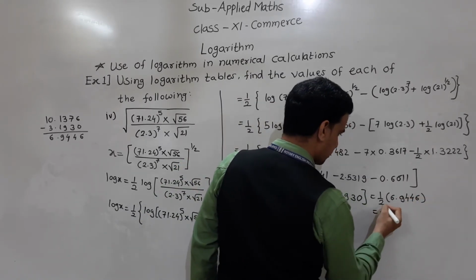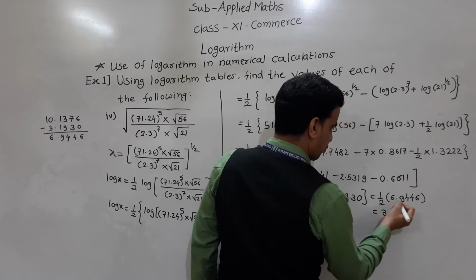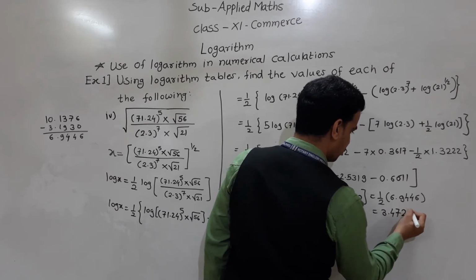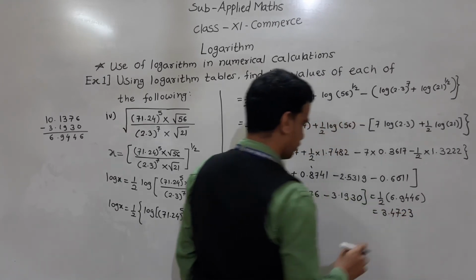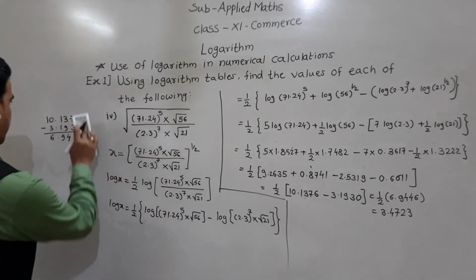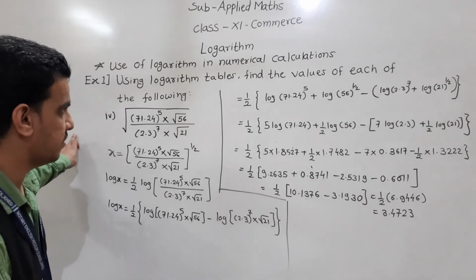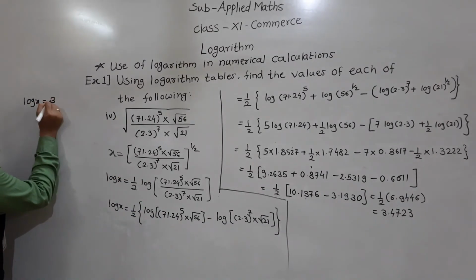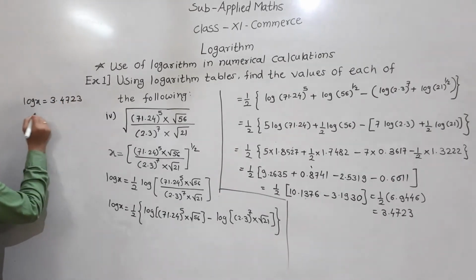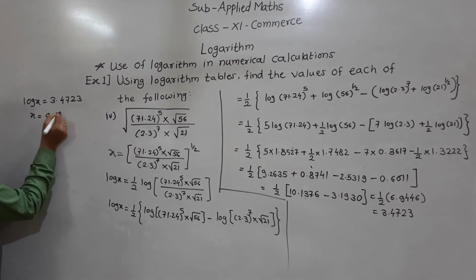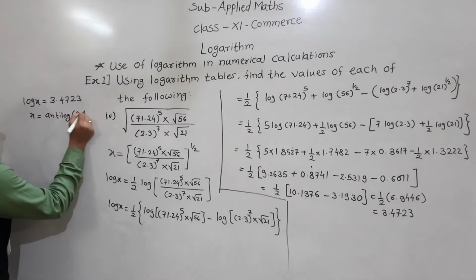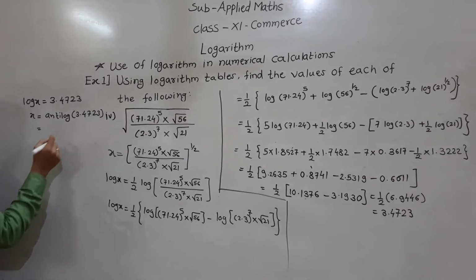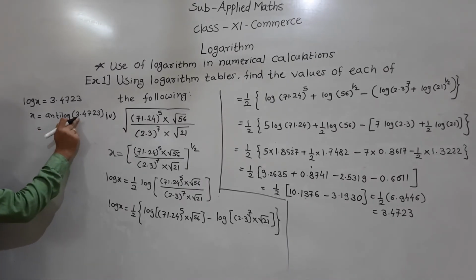So if we divide this, 2 threes are 6, 2 fours are 8, 9 minus 8 1, 14, 2 sevens are 14, 2 twos are 4, 2 threes are 6. So 3.4723. Now we have to find, okay, I am writing here. So log x is equal to 3.4723. So x is equal to anti-log of 3.4723. Okay, so anti-log of this number, here characteristic is 3.